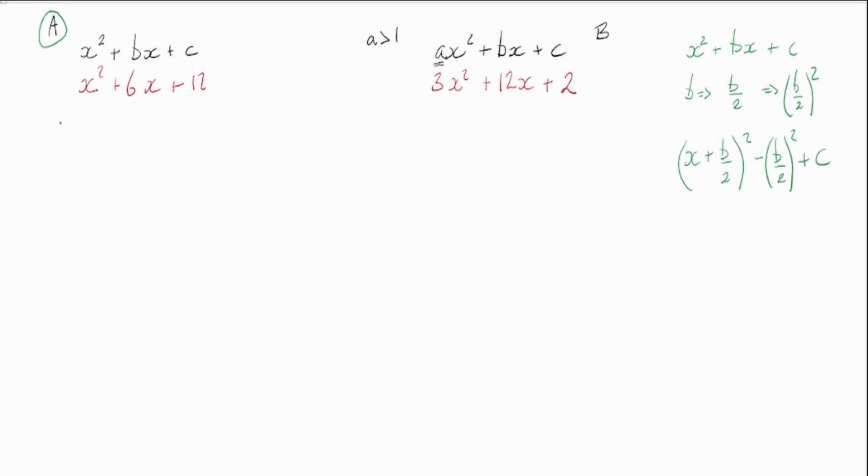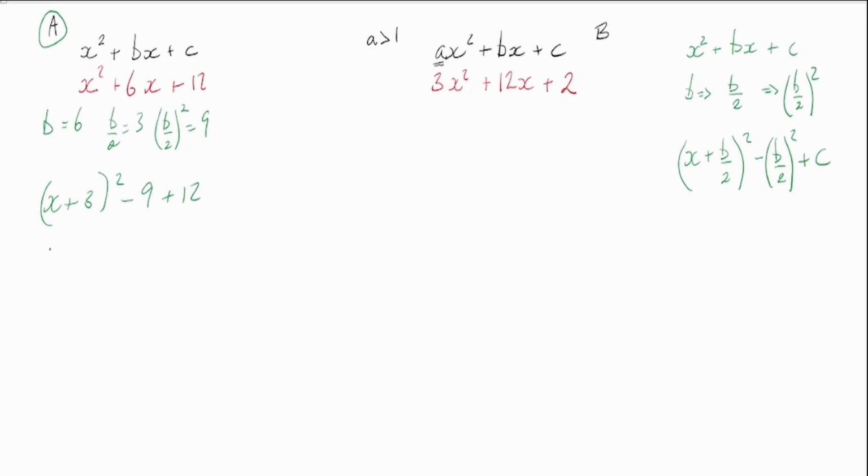So for example A, relatively easy. I identify b, which is 6, so b over 2 is going to be 3, and as you've probably already anticipated, b over 2 squared is going to be 9. I can therefore write that immediately as x plus b over 2, which is 3, all squared, minus b over 2 squared, minus 9, but I mustn't forget this c at the end, plus 12.